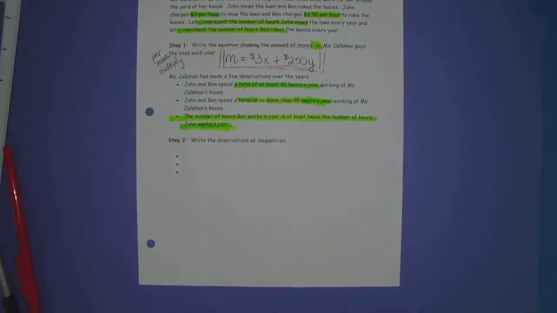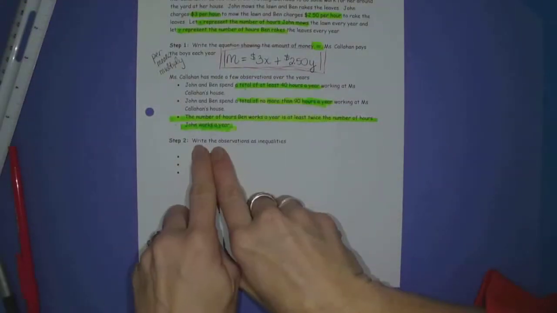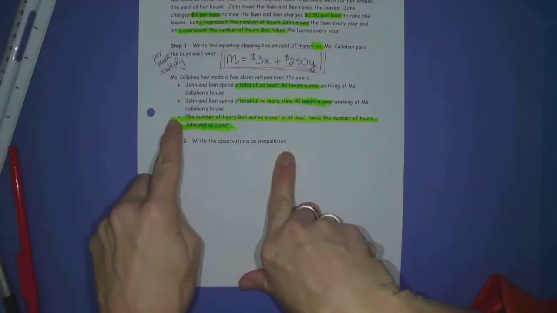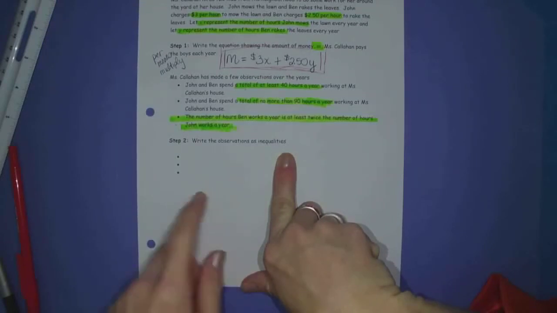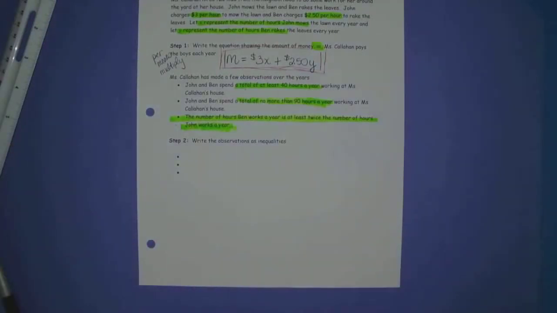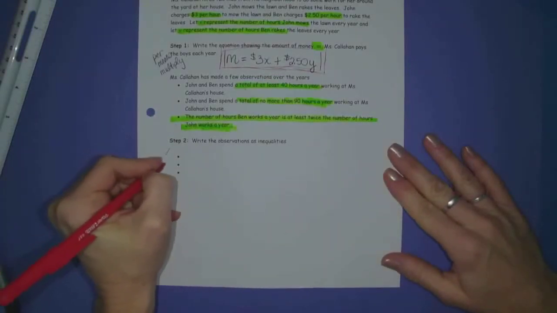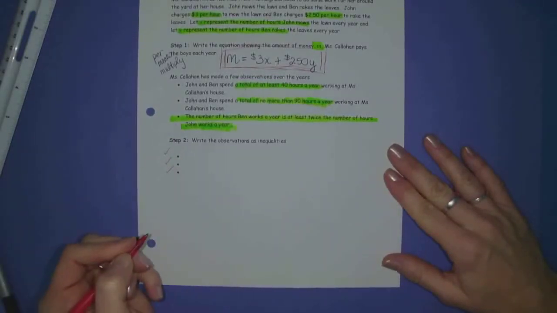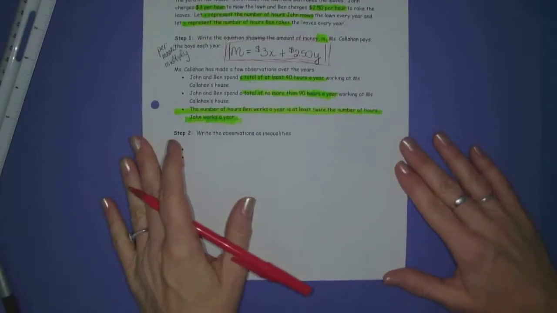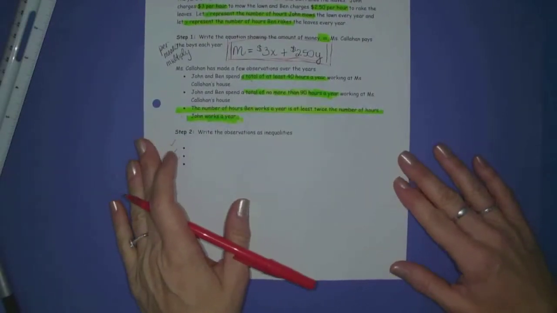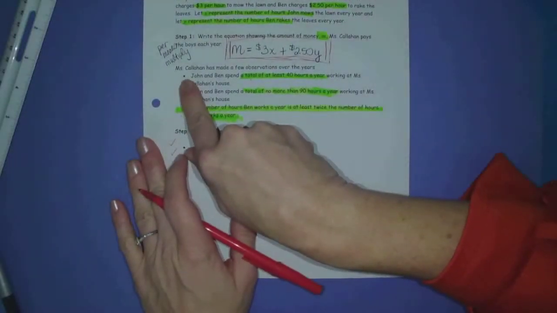Step 2 says, write these observations, 1, 2, 3, as inequalities. We've been studying systems of inequalities, so there are going to be 3 inequalities in the system that we write. So it seems to be working with what we've been studying. Let's start with bullet number 1.